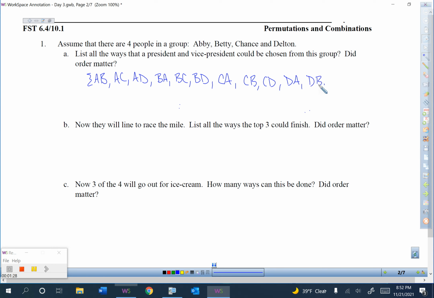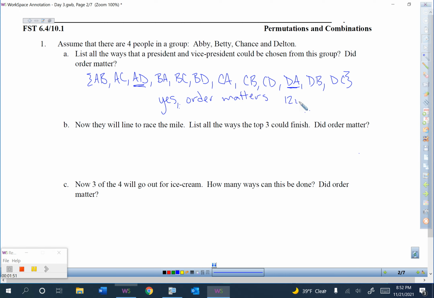And order mattered because when we said DA here, that was different than AD because that first position said president. This one has Abby president. This one says Delton is president. So yes, order matters. And there are 12 ways possible.